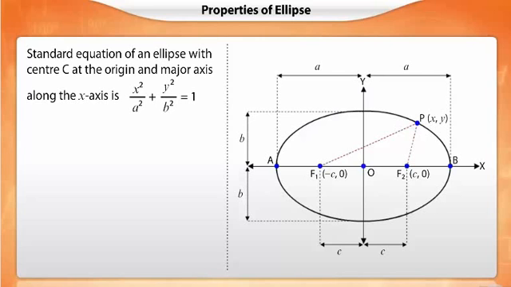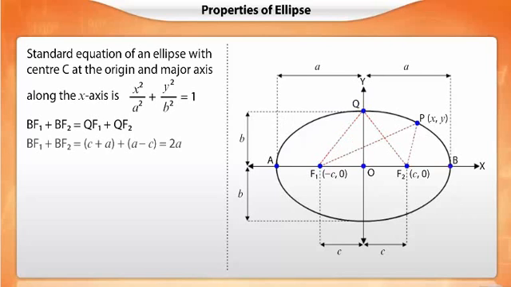As per the definition of an ellipse, the sum of the distances of any point on the curve from the foci is a constant. Points B and Q lie on the ellipse. Therefore, BF1 plus BF2 is equal to QF1 plus QF2. From the figure, we can say that BF1 plus BF2 is equal to the sum of c plus a and c minus a, which is equal to 2a.